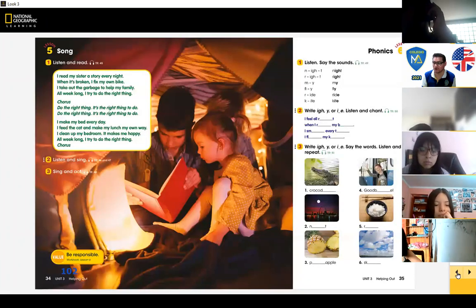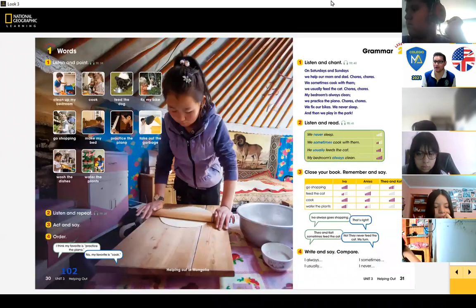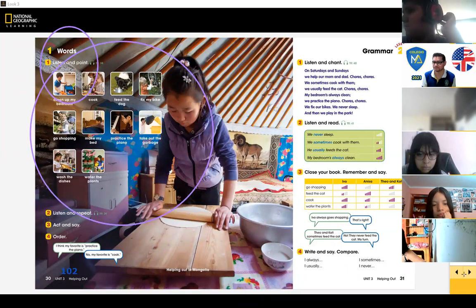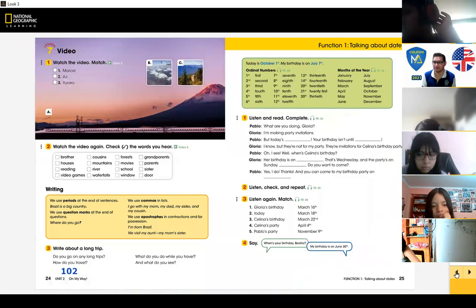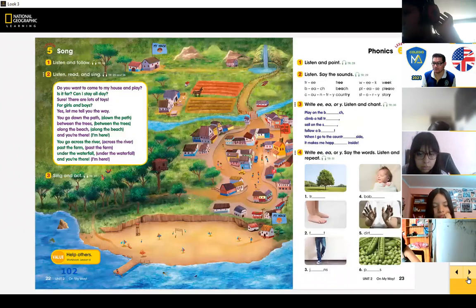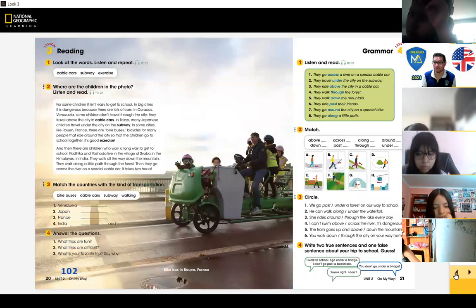¿Dónde más tienes vocabulario? Por aquí, por ejemplo, también has aprendido en los phonics algunos vocabularios, ¿verdad? Luego, ¿qué más? Aquí también has aprendido vocabulario, donde dice words. ¿Dónde más hay vocabulary? Por aquí también hay more vocabulary, ¿no? En los phonics, en los videos también. En los videos también aprendimos vocabulary.